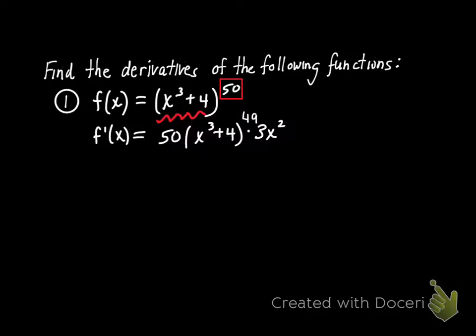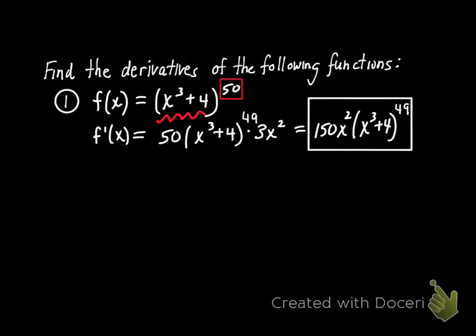The only thing I do now is just reformat things. I go 3x squared times 50 to get my final answer here. 150x squared times quantity x cubed plus 4 raised to the 49th power is the way you would see your answer on an AP exam or in the back of your textbook, etc. There's number 1.